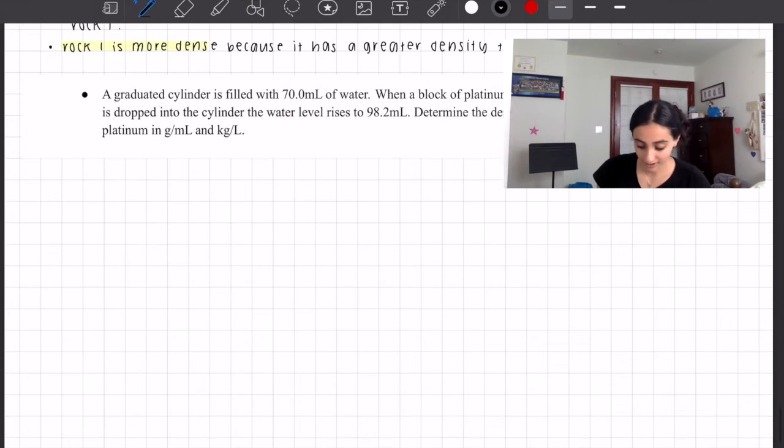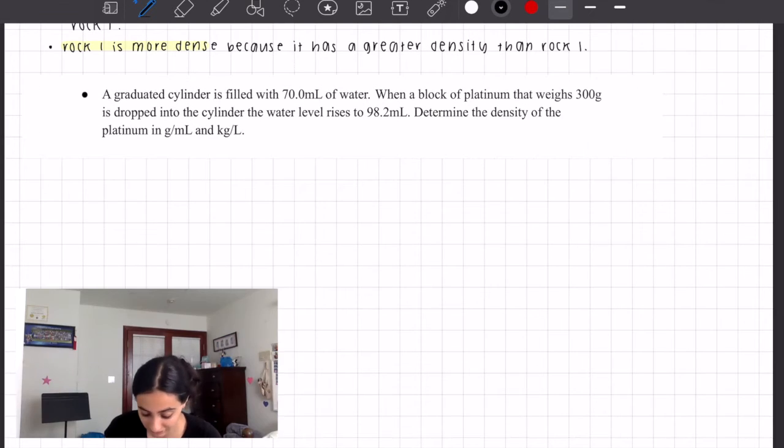We are now going to try one more problem. A graduated cylinder is filled with 70.0 milliliters of water. When a rock of platinum that weighs 300 grams is dropped into the cylinder, the water level rises to 98.2 milliliters. Determine the density of platinum in grams per milliliters and kilograms per liters.